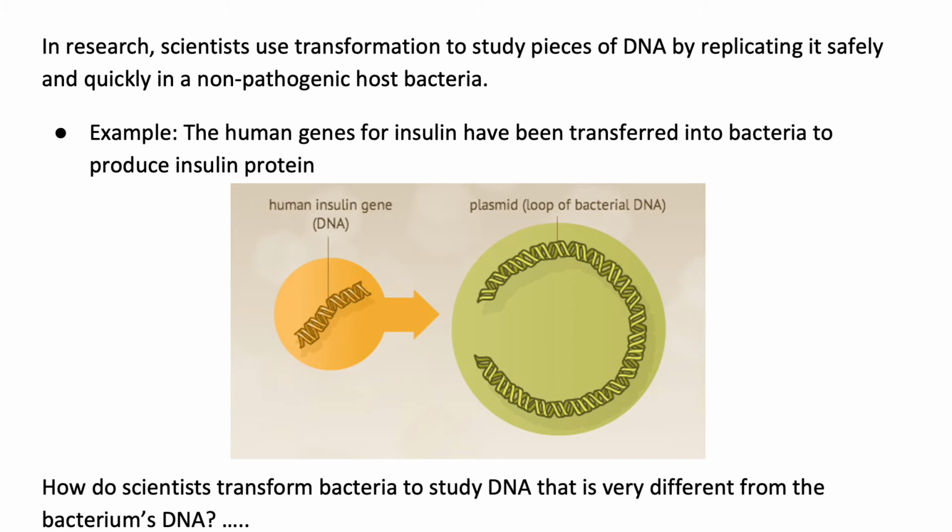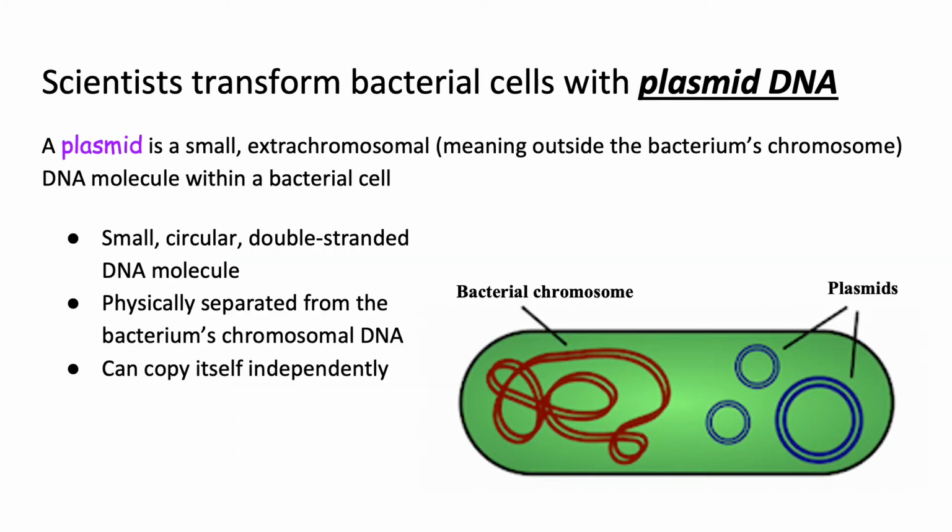I just explained that if DNA is too different, then it gets broken down. So how do scientists transform bacteria to study DNA that's very different from the bacterium's DNA? The answer is that scientists transform bacterial cells with plasmid DNA.